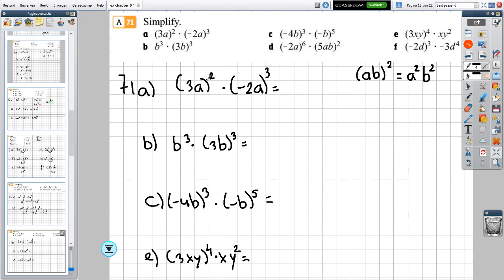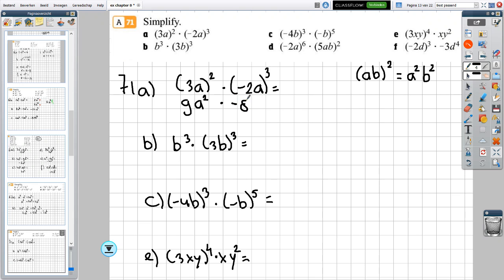So here, (3A) squared, I squared both the 3 and the A. What is 3 squared? 9, correct. And A squared is just A squared. Like one term, this is one thing. You don't put a plus or a minus here. Here is a multiplication dot. And then (minus 2) to the third power. That means minus 2 times minus 2 times minus 2.